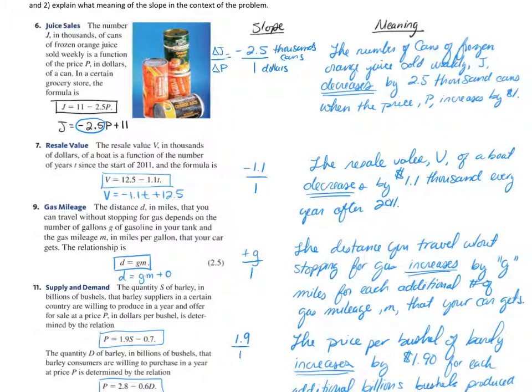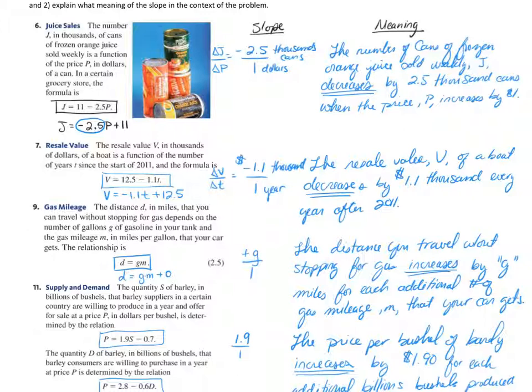Okay? For this second example here, we have the change in V divided by the change in T. So V, its unit is measured in thousands of dollars. So thousands of dollars. And T is measured in years. So this slope tells us the decrease in thousands of dollars per year.